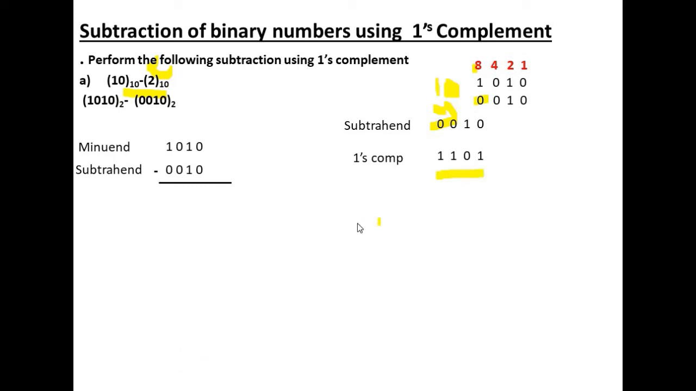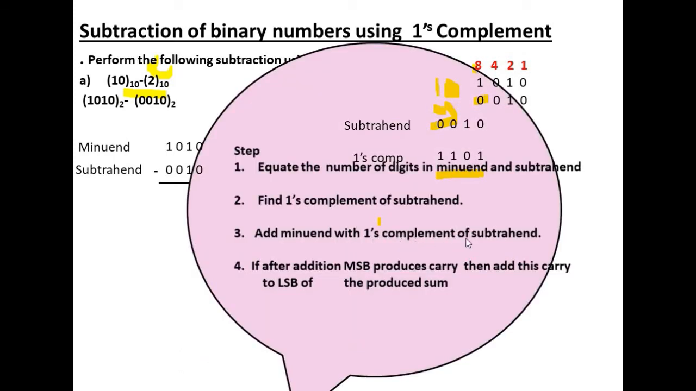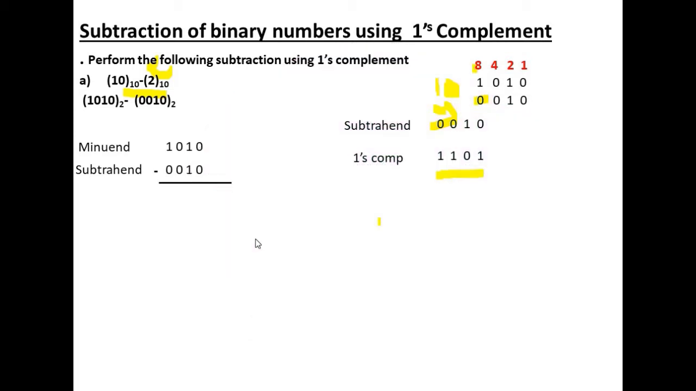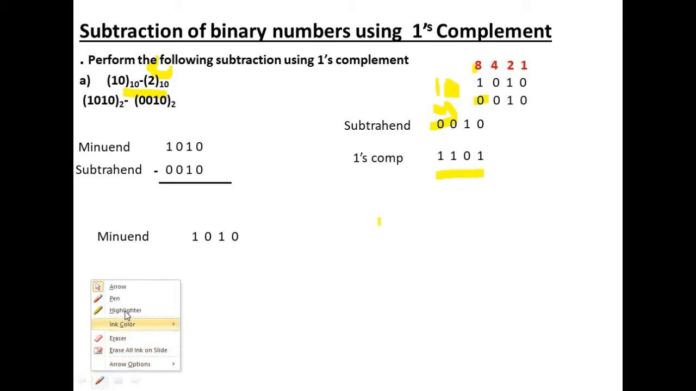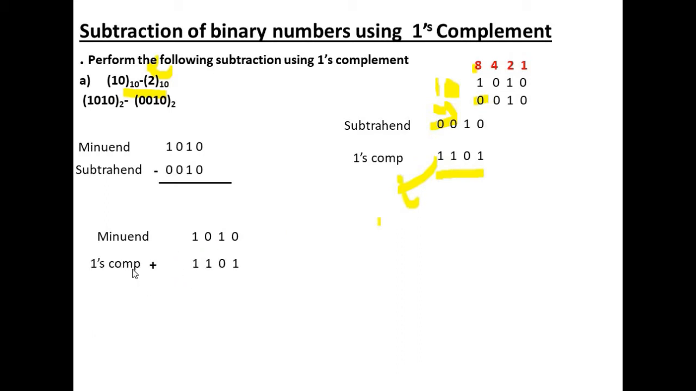Now the next step is to add the minuend with the 1's complement of the subtrahend, because now we have found the 1's complement of the subtrahend. So the minuend is 1010. Now we have to add the 1's complement, that is this number, here. So the 1's complement is 1101. Now we have to add these two numbers.